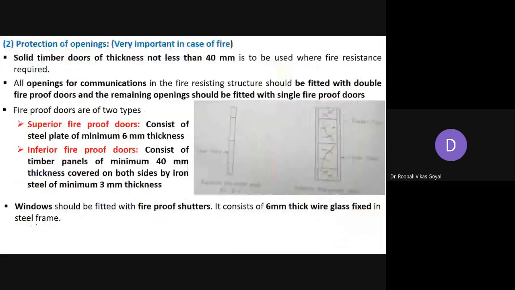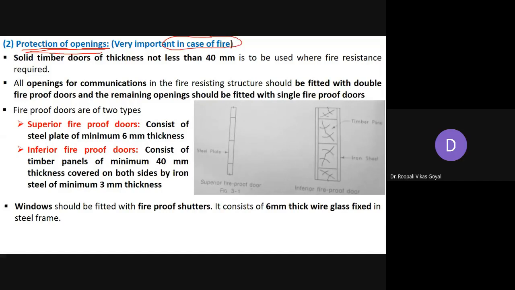Next is protection of opening. Whenever fire takes place, the very important thing is to escape. Okay. अगर आपका escape ही अगर fire के अंदर आ जाता है, it will become very difficult for you to go out from that building. So this protection of opening is the most important part whenever fire takes place. It is most important in case of fire.